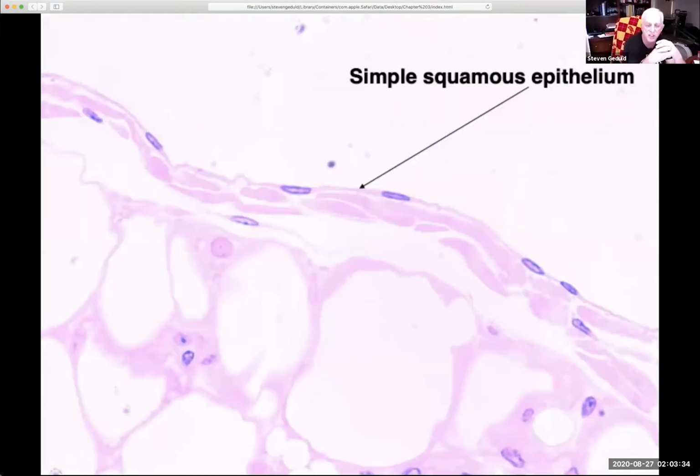This is a histological slide, H&E stain, of a simple squamous epithelium. Simple means one layer. Squamous means flat, squished cell. So if I showed you that slide, you'd be able to tell me it's simple squamous epithelium. Again, it's simple because there's only one layer. We see the layer right here. It's squamous because it's flat, and it's epithelial tissue.